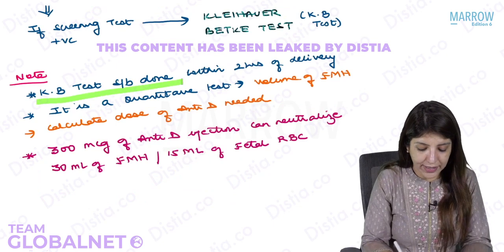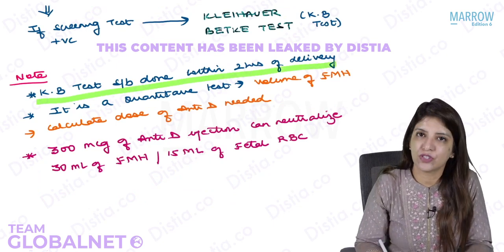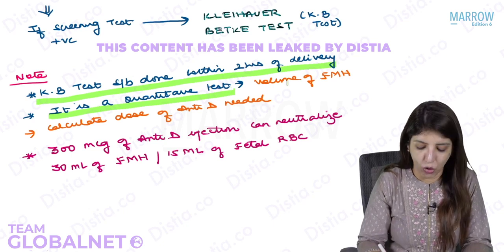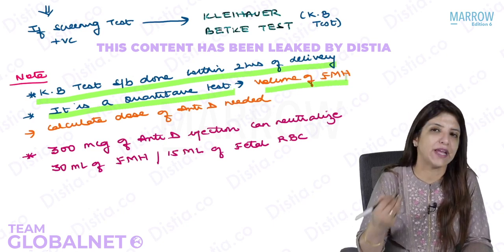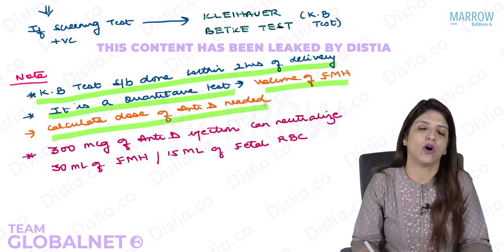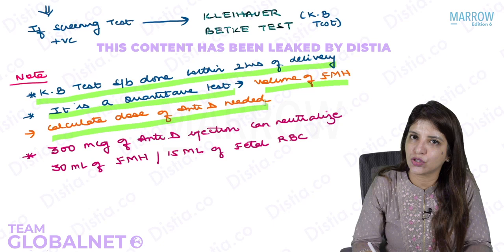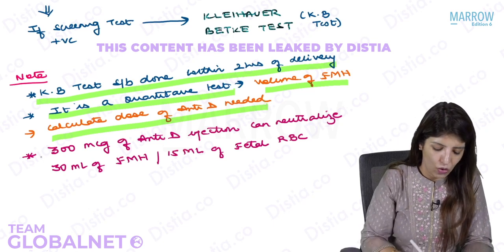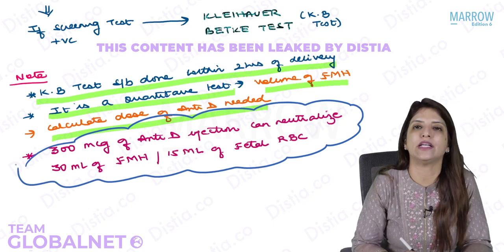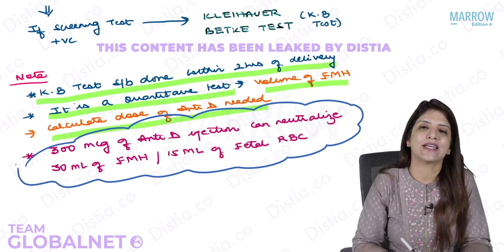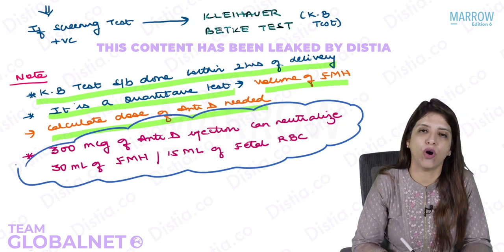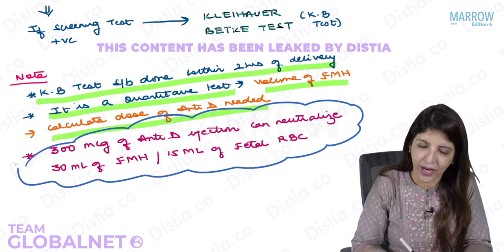Now, Kleihauer-Betke test should be done within 2 hours of delivery. It is a quantitative test which is going to tell you the volume of feto-maternal hemorrhage, and based on the volume of feto-maternal hemorrhage, you can calculate the dose of anti-D. How are you going to calculate the dose of anti-D? I have been telling you since very long that 300 microgram of anti-D injection can neutralize 30 ml of feto-maternal hemorrhage or 15 ml of fetal RBCs, right?